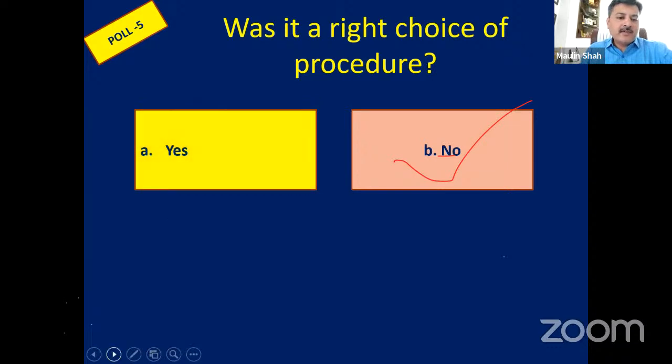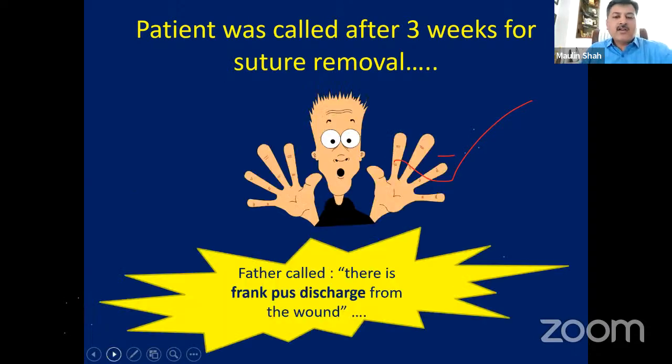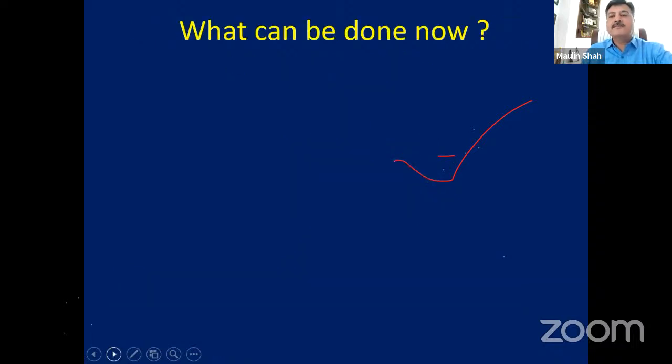I did this fibula grafting and the patient was called after 3 weeks for suture removal. But when I called, the father was very angry with me. There was frank pus discharge from the bone. So it happens. Sometimes, for 6 weeks or 8 weeks, the bed looks okay and you perform a surgery and the infection gets flared up. That's what happened in this case. There was a frank pus discharge and the whole fibula was sequestrated.